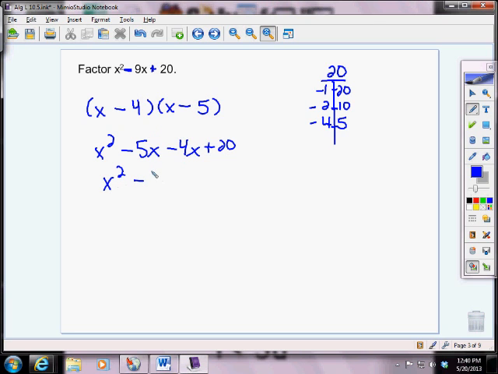The middle two terms are your like terms, and we get our exact solution. So when you see that there's going to be a negative before your b term here, and this is positive, negative times negative is positive, so you know they both have to be negative.